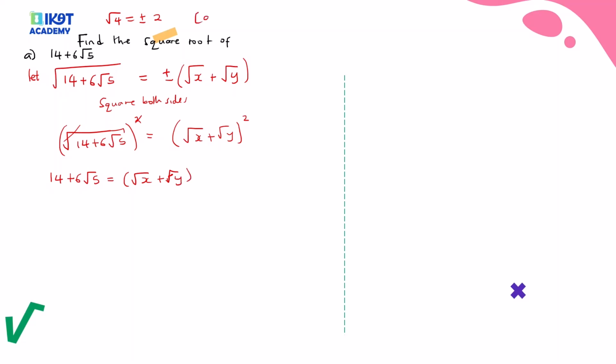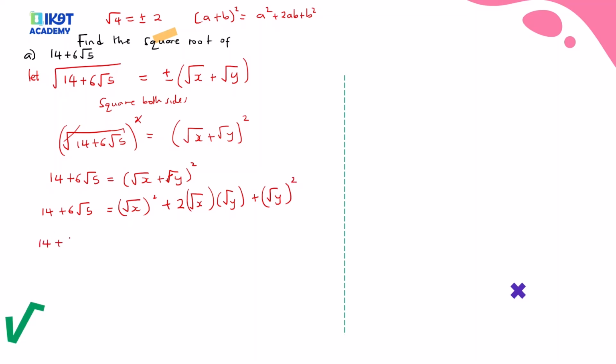As I told you in my previous lesson, we're always going to have a squared plus 2ab plus b squared. So this squared, we'll have 14 plus 6 root of 5 equals, so we'll have x, since root of x is where a is, plus 2 times root of x times root of y plus y. But you can choose to expand it the other way, you'll still come up with the same answer. So here I have x plus 2 root of xy plus y.